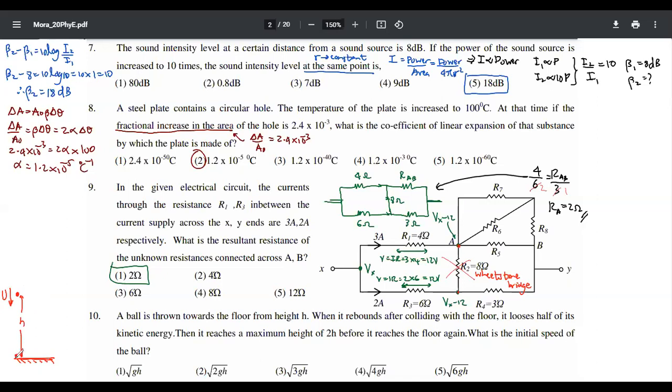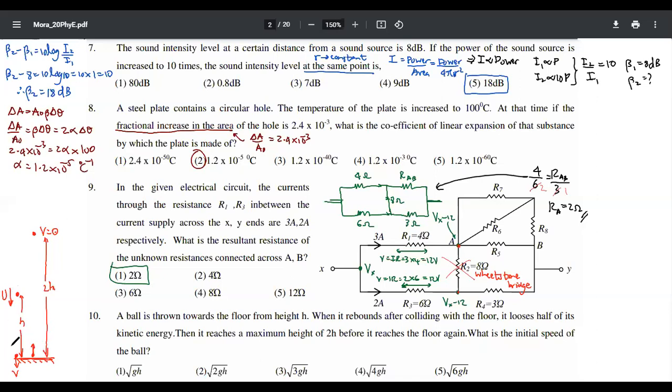When it reaches the ground, it will have some speed v, and then it bounces back. When it bounces back, it has lost half of its kinetic energy, and it reaches a maximum height of 2h. Final velocity becomes 0. Now you shouldn't be asking, sir, how can it go to 2h after starting from h? It is not possible if you drop the ball. It is possible if you had thrown the ball. Correct?